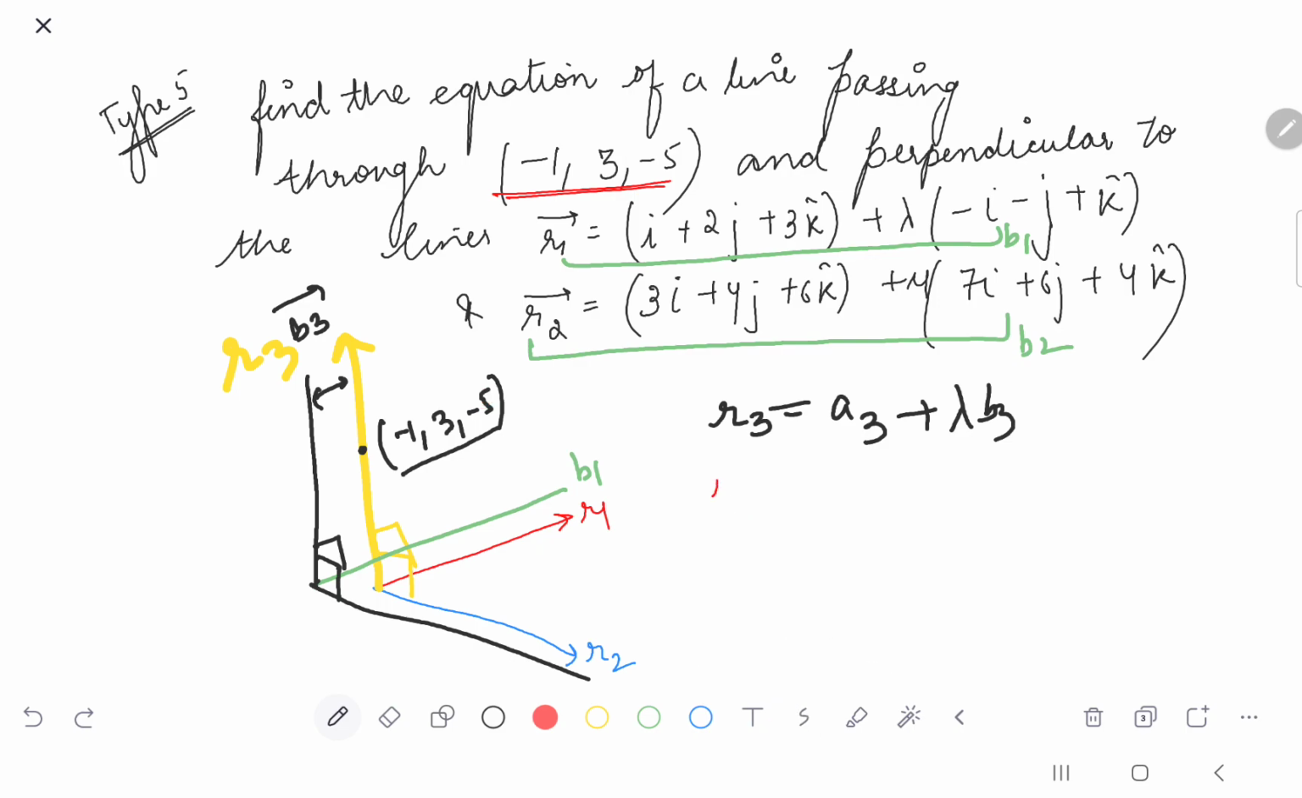So what shall R3 be? Tell me. R3 equals A3, that's what we know, minus 1 I cap plus 3 j cap minus 5 k cap plus lambda times B3. What is B3? What do you think we can calculate B3 with? With what concept? Can you tell me? B3 is perpendicular to both B1 and B2. What do you think I should do?